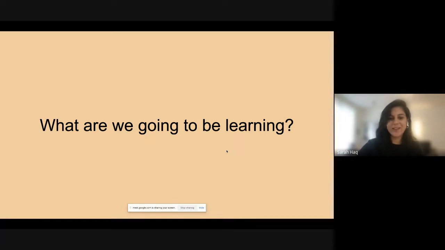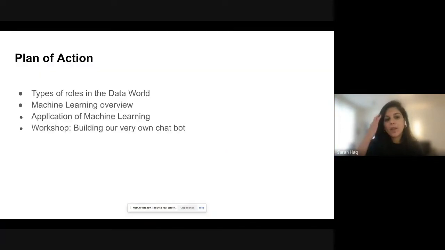So why are we here? What are we going to be learning today? We're just going to have a quick overview of the type of roles in the data world. There's a data engineer, there's data scientists, what do they all mean? We're going to have a quick overview of what is machine learning. So when we talk about artificial intelligence, where does machine learning come into that? We're going to talk about some applications of artificial intelligence in industry. And then we're going to build our very own chatbot.